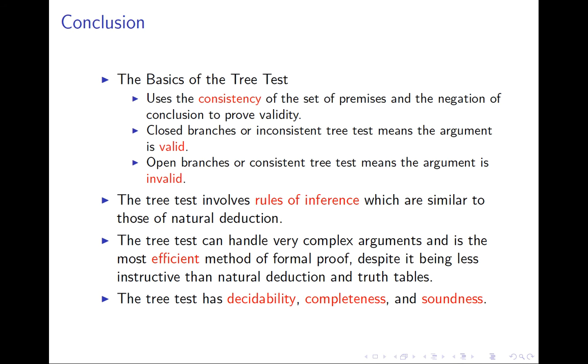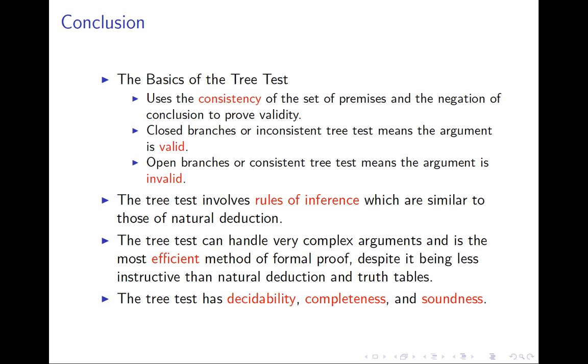In conclusion, we'd like to begin by summarizing the basics of the tree test. First, we state that the test uses the consistency or inconsistency of the set of premises and the negation of its conclusion to prove the validity or invalidity of an argument. To reiterate, closed branches or an inconsistent tree test means the argument is valid. Open branches or consistent tree tests mean that the argument is invalid.